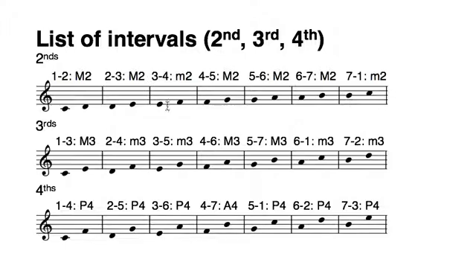Between 3 and 4, E and F. Remember the piano keyboard? There's no black key in between them, so there's only one semitone of distance. This is a minor second. 4 and 5, major second. 5 and 6, major second. 6 and 7, major second. 7 and 1, closing here the octave, another minor second.